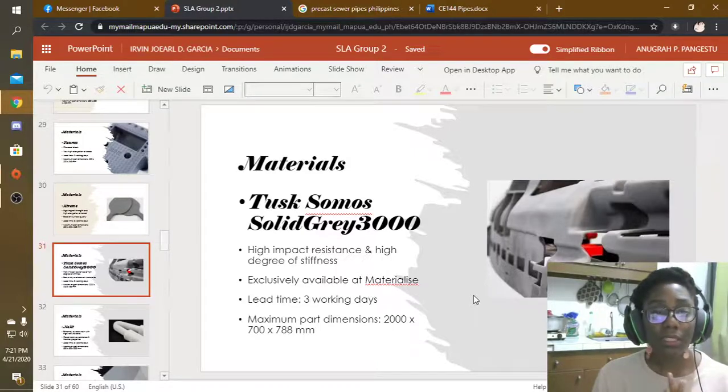The maximum part dimension, the way it comes in, is 2000 by 700 by 788.